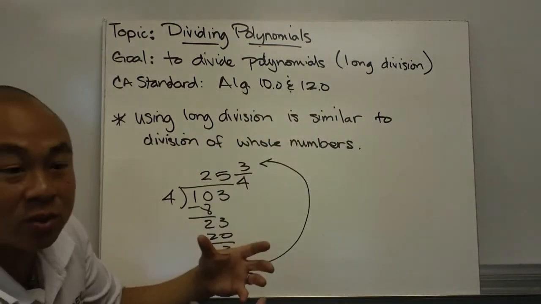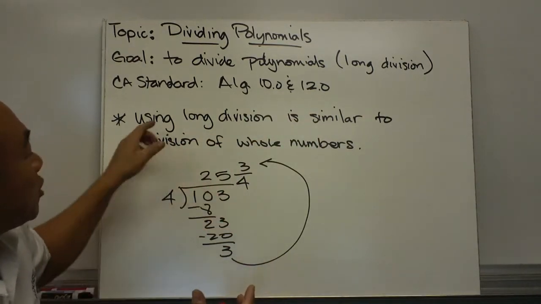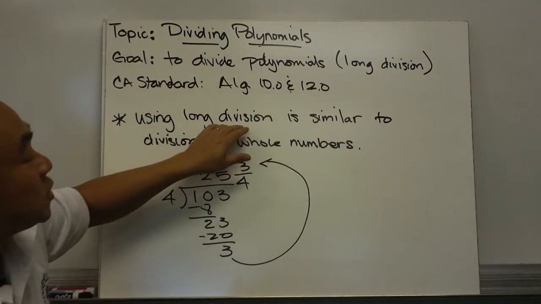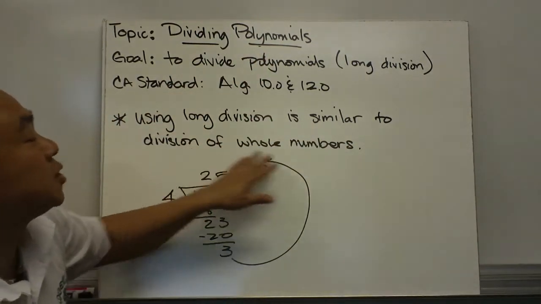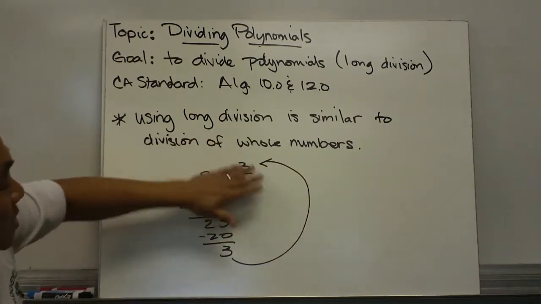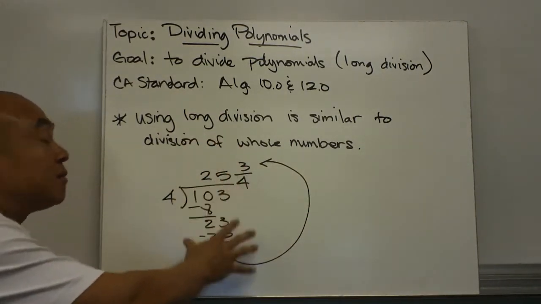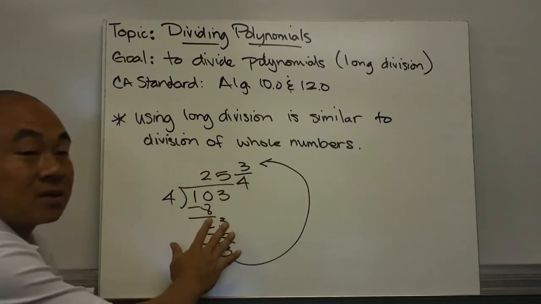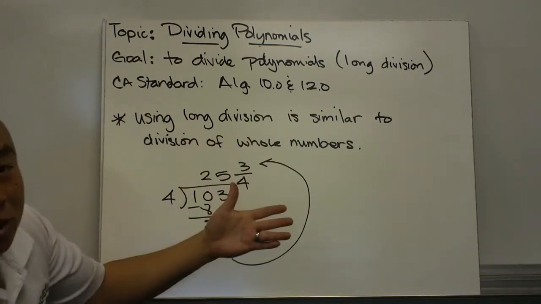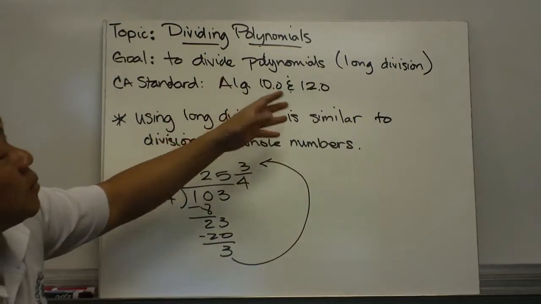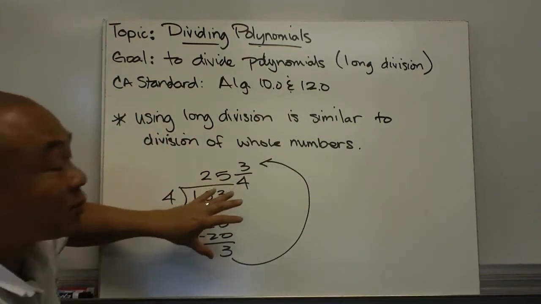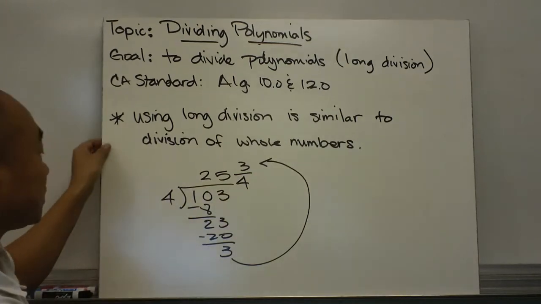Something that you might want to keep in mind is that when you're dividing polynomials by using long division, it is similar to the division of whole numbers. Just like what you see here, the basic steps that you've done since you were in 4th or 5th grade are the same exact steps that you're going to use when you're using long division and dividing polynomials. So let's keep this in mind when you're dividing. Let's start on the first one.